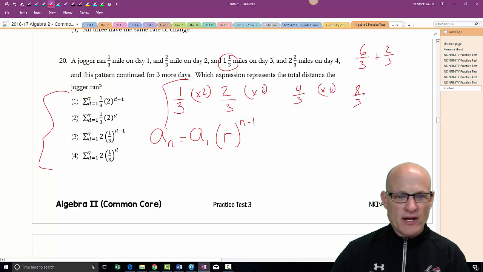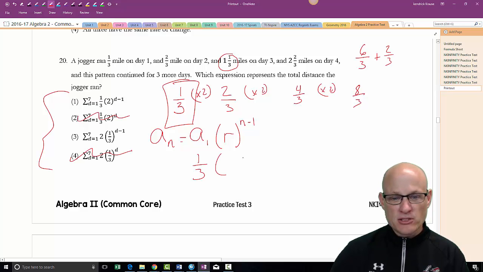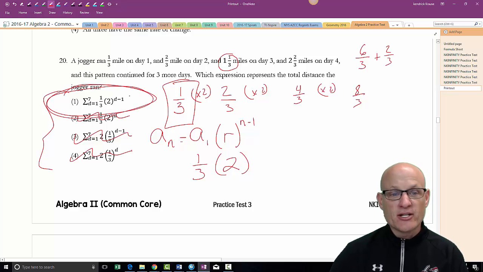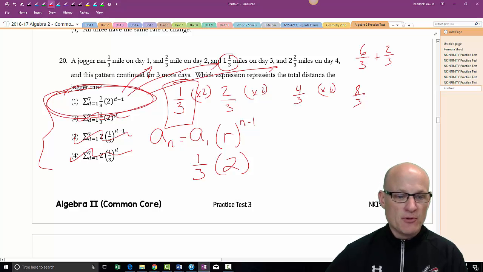So my starting value is 1/3. So I guess it's probably not these. My starting value is 1/3. My multiplier is 2. There it is, choice 1. And if you plug in a 1, you get this. If you plug in a 2, you get this. If you plug in a 3, you get this, and so on and so forth. All right, moving on.